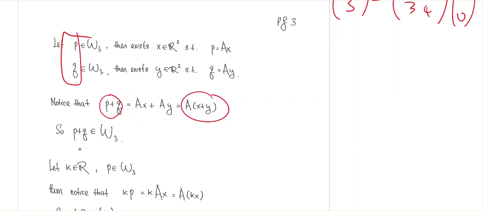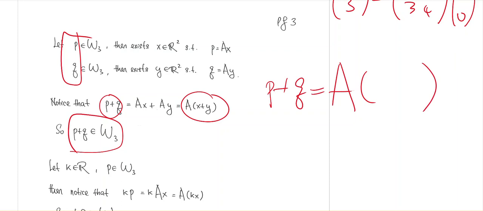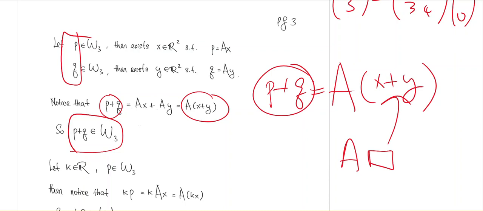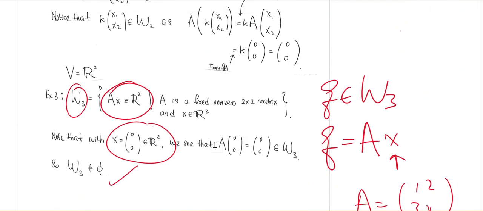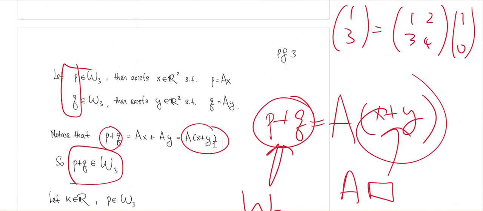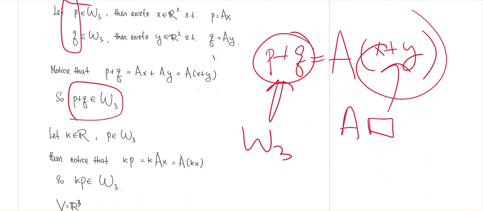So is P plus Q in W3 or not? Yes, it is, because P plus Q can be written as A of something. That something is x plus y, but it's A of something. We are collecting things that can be written as A of something, and P plus Q obviously can be written as A of something. So P plus Q is in W3. Follow? We are collecting everything that looks like A of something.